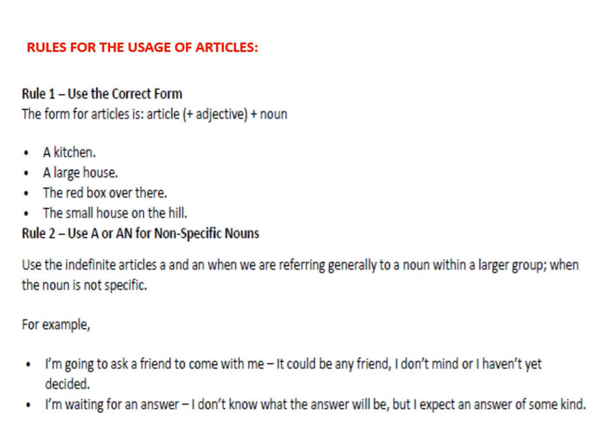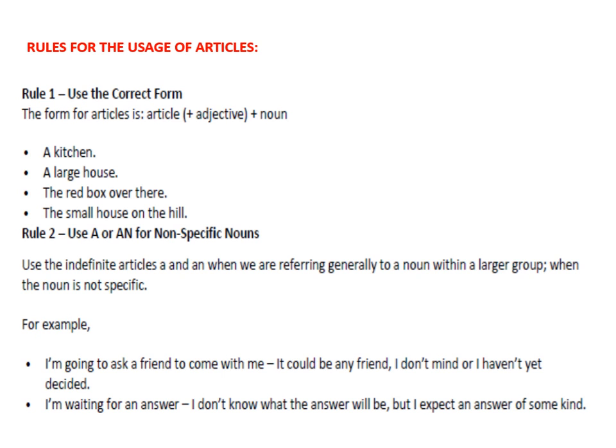Now we are going to learn some of the rules for the usage of articles, where we have to use the correct form. The form for articles is article plus adjective plus noun. Which is the article here? A is the article here. Then next, kitchen. What is kitchen? It's a noun. So here it is in the format of article plus noun. Next example, a large house. A is the article, large is the adjective, and house is the noun.